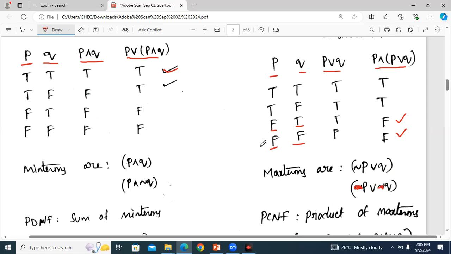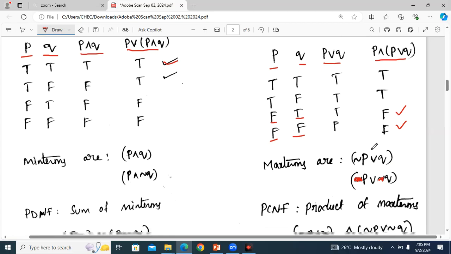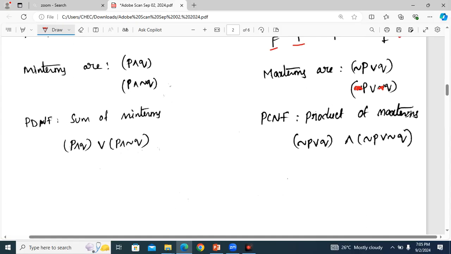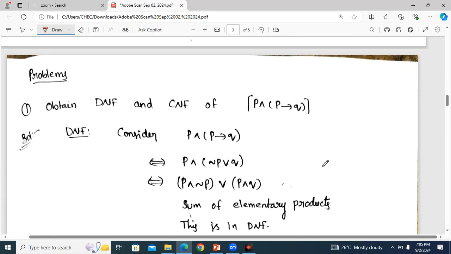The max term is P or Q. So the product of max terms is negation P or Q and P or Q. So this is in PCNF form by using truth table. Okay, so now we solve problems.